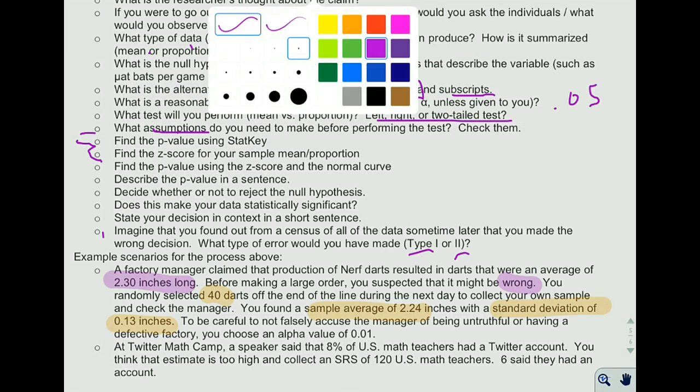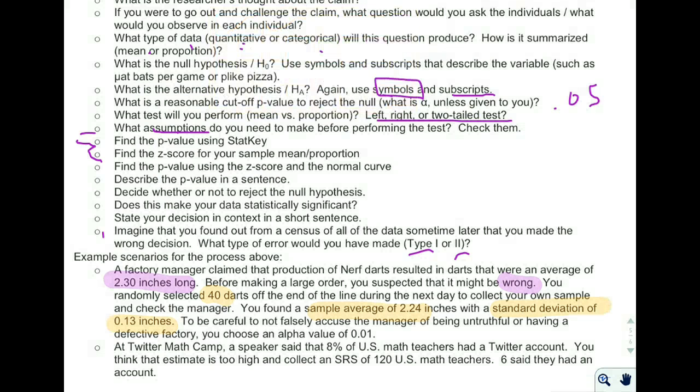I'm going to go ahead and label all of these things real quick. Sample standard deviation is going to be SX. Sample average is going to be X bar. 40 darts is going to be our N, our sample size. This is going to be our average, our claim, that mu is equal to that. And here we're going to say that mu is not equal to that 2.3.